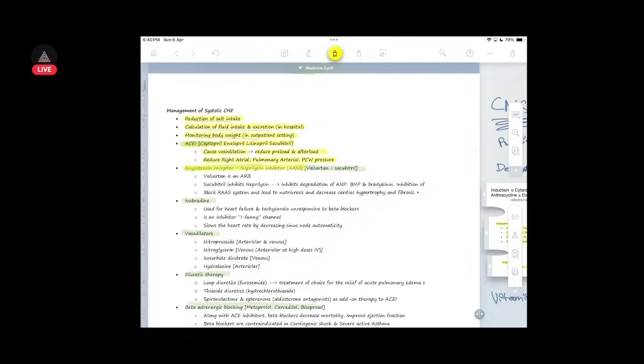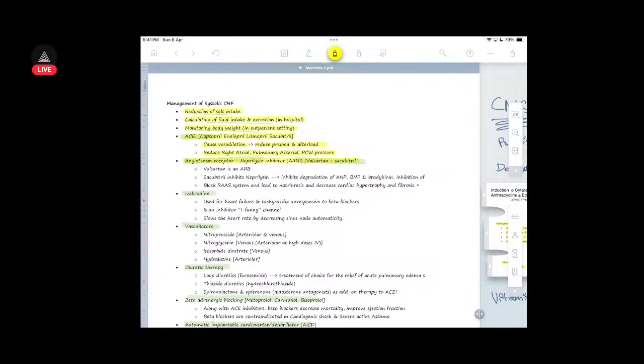ARB, angiotensin receptor blocker. You have valsartan, telmisartan, etc. Valsartan is an ARB. Sacubitril inhibits neprilysin, which inhibits degradation of ANP, BNP, and bradykinin. Inhibition blocks the RAS system, leading to natriuresis and decreased cardiac hypertrophy and fibrosis.